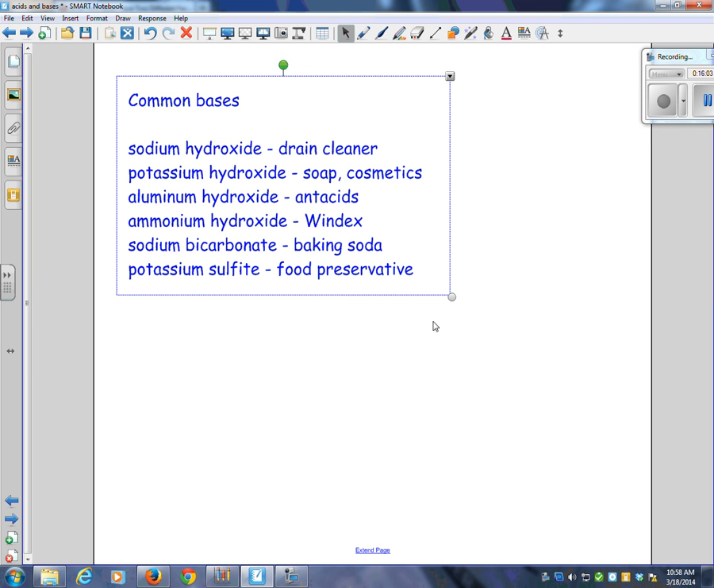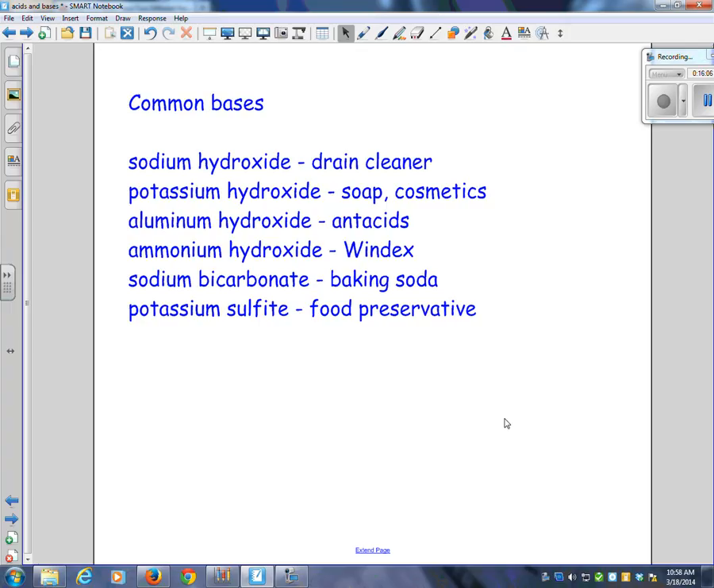Okay, here are some common bases. Sodium hydroxide, which you will find in drain cleaner. It is dangerous. Remember, don't mix it with toilet bowl cleaner. Oh yeah, man, I did that one time. Don't do that. Potassium hydroxide is found in soap and cosmetics. Aluminum hydroxide is found in antacids like Tums and Alka-Seltzer, those kind of things. Ammonium hydroxide is Windex. Why would Windex need to be basic? What are you cleaning? You're trying to clean the organic material that's on your window, right?